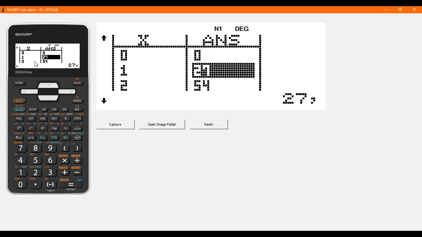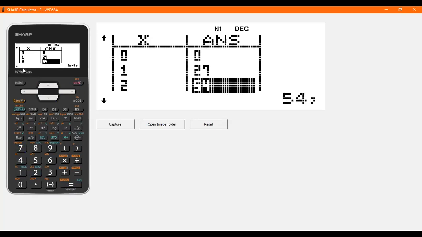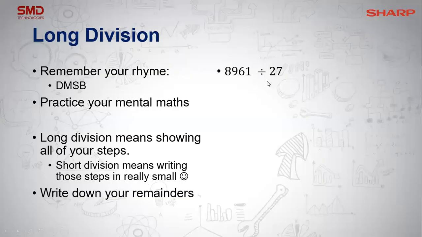So 1 times 27 is 27. 2 times 27 is 54. 3 times is 81. 4 times is 108. And again, your table is unlimited, so you can find multiples for as long as you like. Now, this is really nice for doing long division questions with your students. And here is my example.